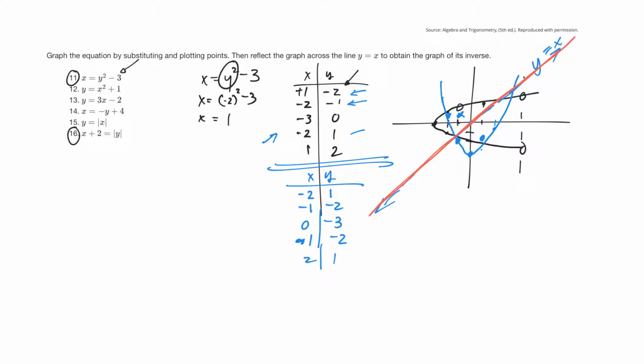So if I see a point on this graph there, and then on this graph, I have a similar and analogous point, or a reflected point. And any point should work like that. Like this point right there is a reflection of that point right there. And it's a reflection over that y equals x line. Okay, similarly with this next graph, x plus 2 is equal to the absolute value of y.